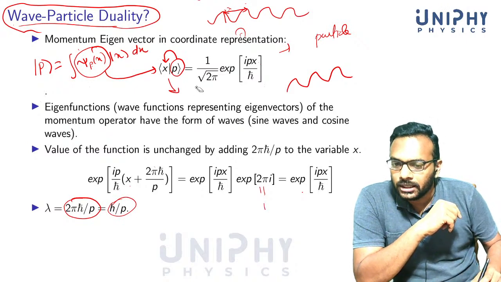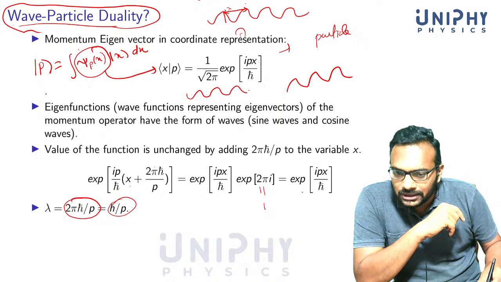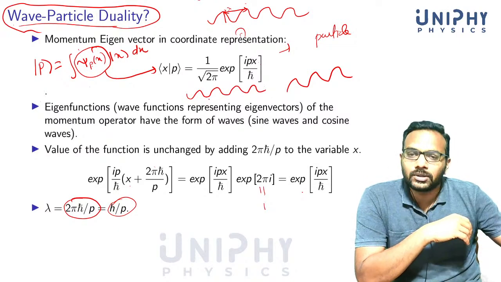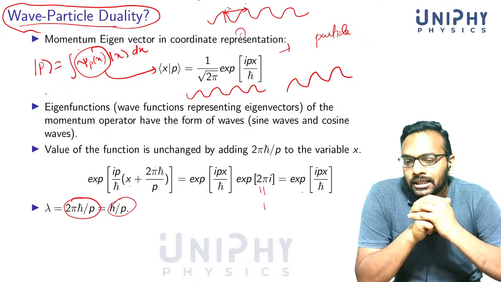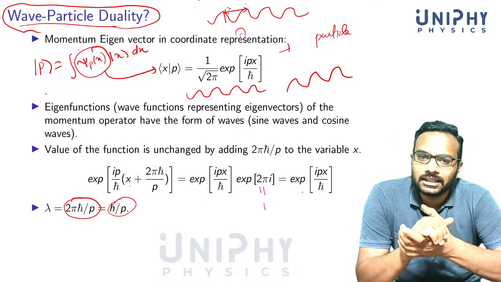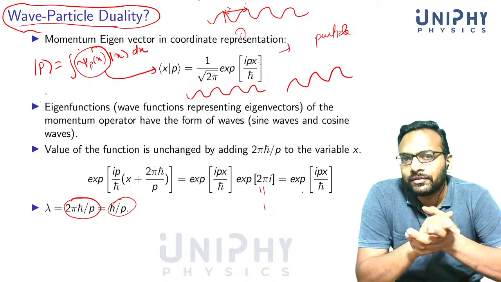Now you see that these are the probability amplitudes. So the wave is not a real wave. It's just the expansion coefficients. They show a wave-like pattern with a wavelength h by p. Of course, this is important, but it doesn't mean that there is any real physical wave out there.